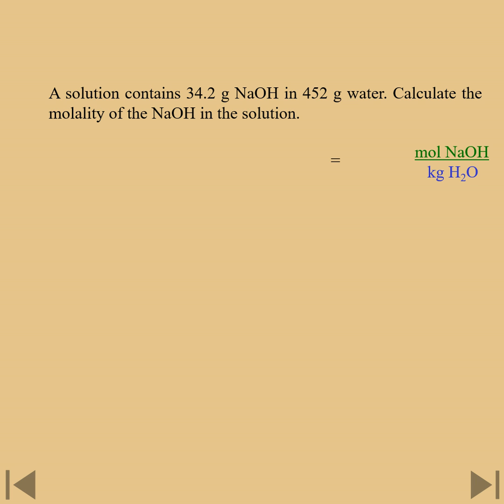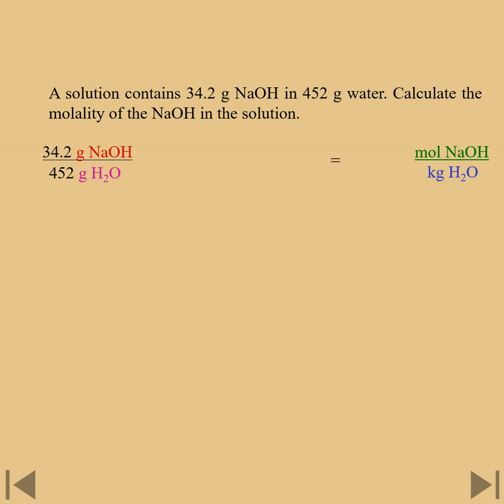Okay, that tells us for step 2, we're starting with one unit over another. And between grams of sodium hydroxide and grams of water, what's going to go on the top and take us to moles of sodium hydroxide? Grams of sodium hydroxide. That grams of water is going to take us to kilograms of water.